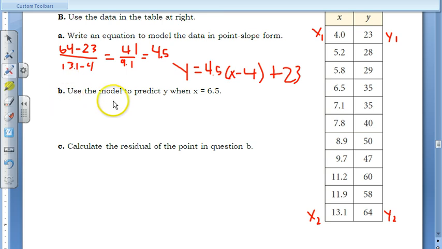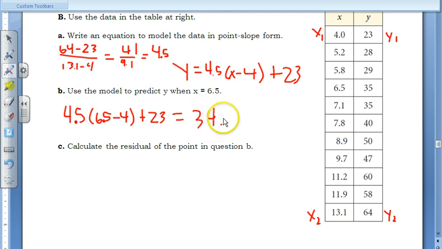Okay, B says use the model to predict y when x is 6.5. So I'm going to substitute 6.5 in for the x value. Hard to see these points, but there is a decimal there and a decimal there. Okay, I got 34.25. So basically my equation predicts that y should be 34.25.